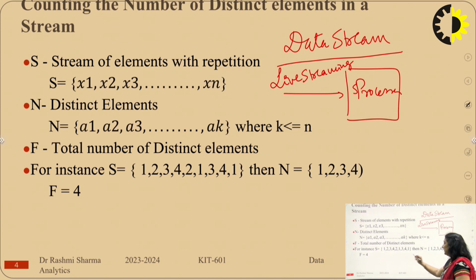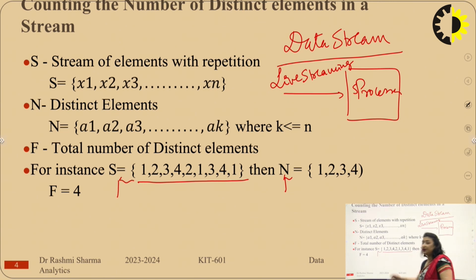Like, if I have the elements here, I have given an example. If I have this particular series coming as an input stream in the data stream, then I count the number of distinct elements. So N denotes the number of distinct elements. Here S is the set of elements with all those repetitions. So I can have a continuous stream. Here I have assumed that I have n elements in that particular stream. Then I identify the number of distinct elements. So the number of distinct elements can be equal to or less than the number of elements coming in that particular stream.